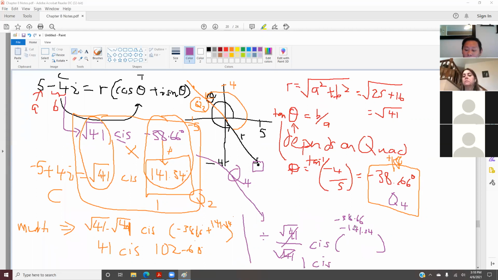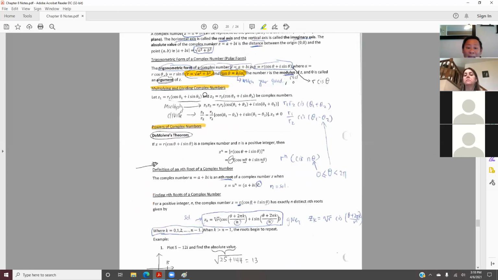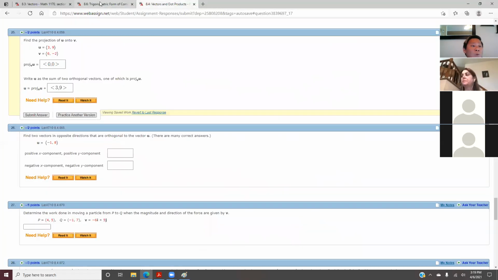So 38.66 minus 141.34. So that will actually net negative 180 degrees. So this is the property of this form: when you multiply, you simply multiply the numbers and add the angles. When you divide the numbers, you subtract the angles. So this is done when you do 8-6.